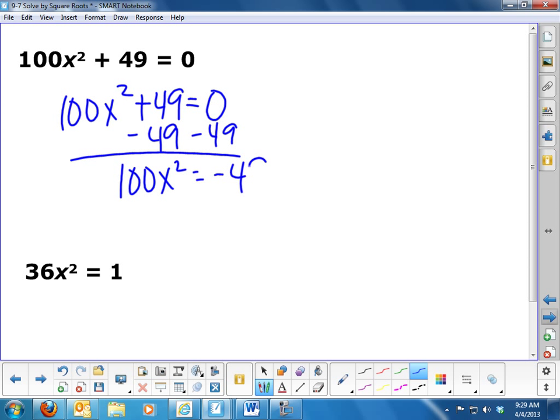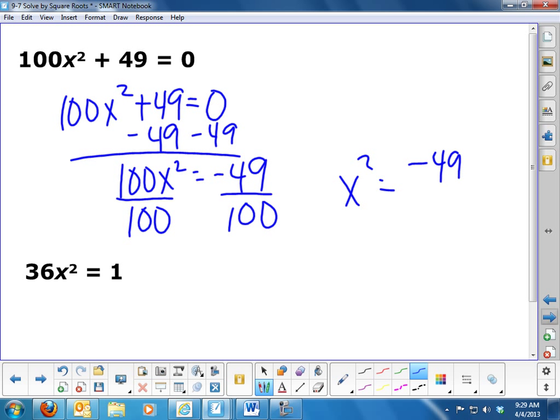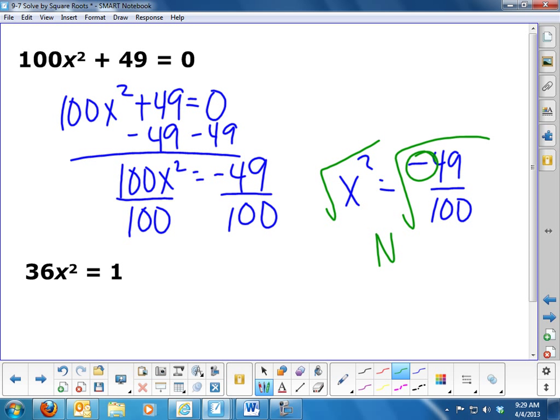Now, I already am starting to doubt that this may work because of that negative. When I divide by 100, I get x squared equals negative 49 over 100. Now I need to take the square root of each side to get x alone. Well, here we go. Just as I predicted, I cannot take the square root of a negative number. So this answer right here would be no real solutions.